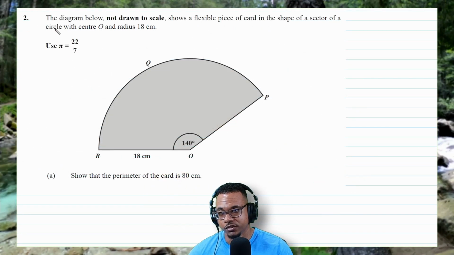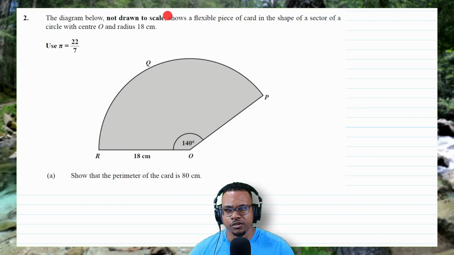So now we have question 2, where we have a diagram, not drawn to scale, that shows a flexible piece of card in the shape of a sector. All right, so you know a sector, this would be like the center of the circle, and this would be a radius, and this will also be a radius for this to be a sector, right?